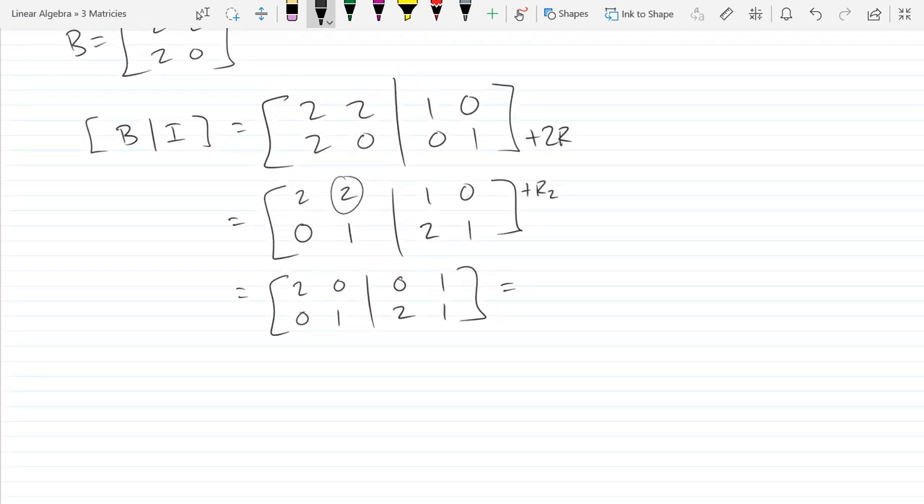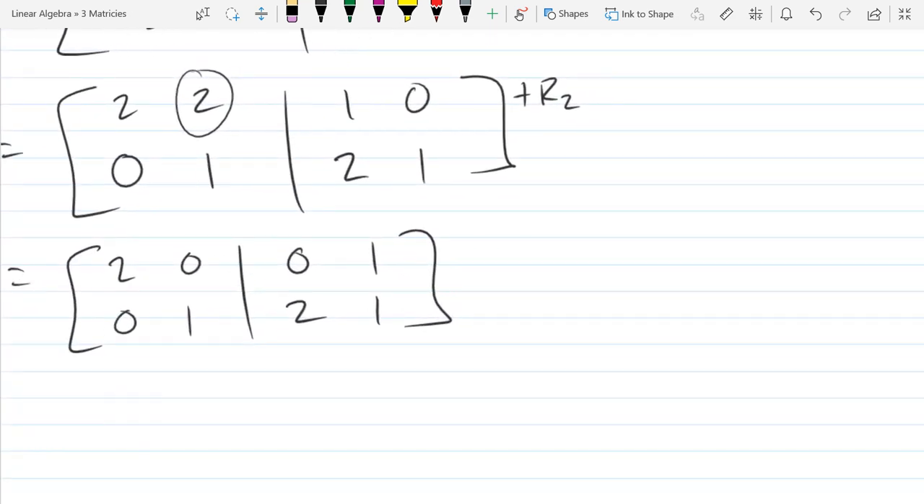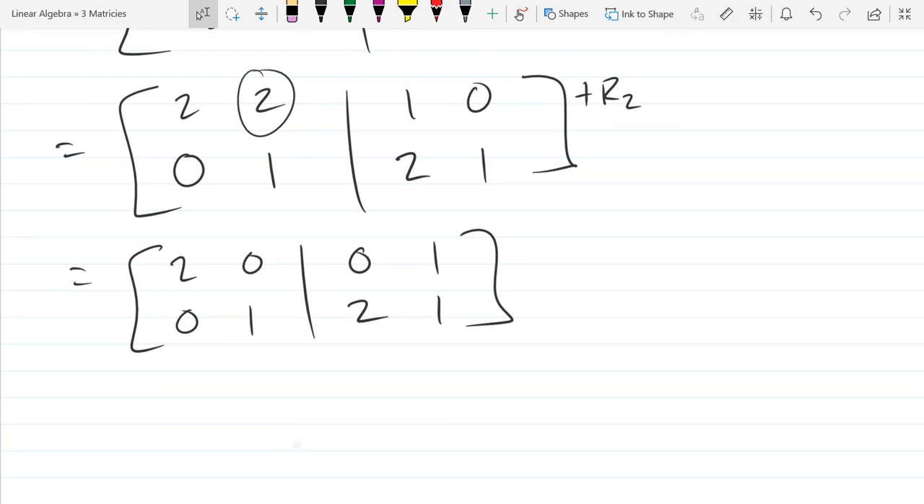So this should be, oh, we're not done yet. No. What do we still have to do? How do I turn that 2 into a 1? I can't use any subtraction. That's not going to work. What's the only row operation I can use? What do I multiply by? And don't say a half.